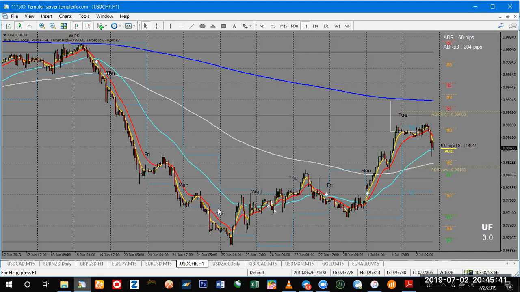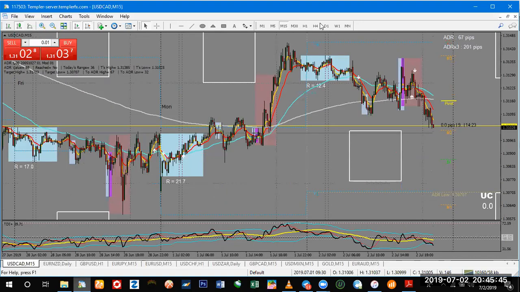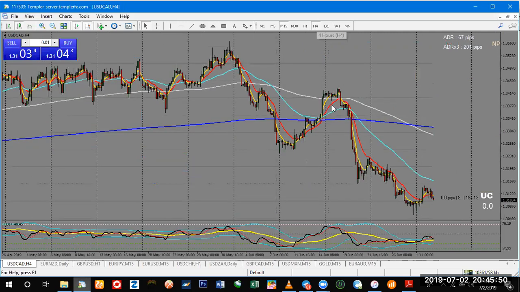So in MMM, let's take a look on USD CAD before it has dropped. See this peak here.